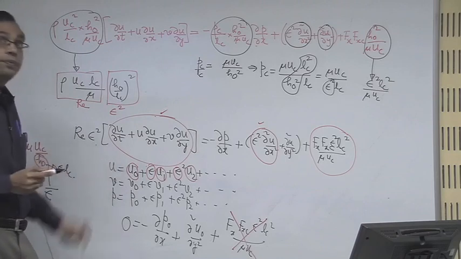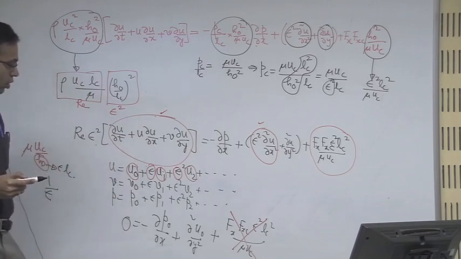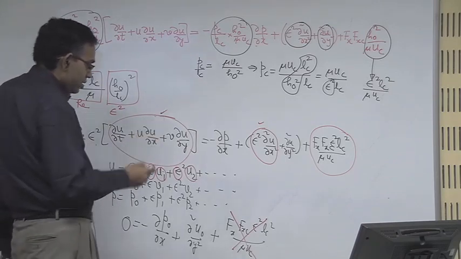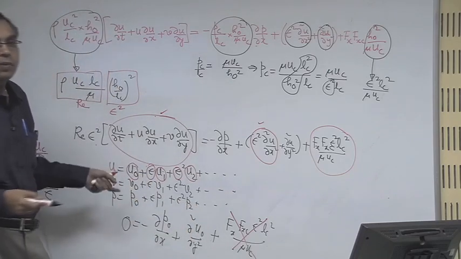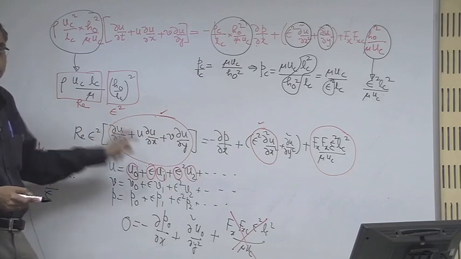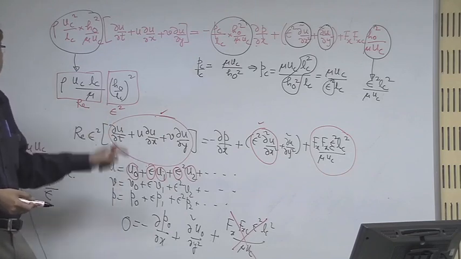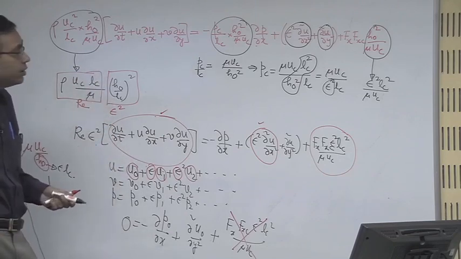So, to sum up the discussion on the x momentum equation, we can see that the x momentum equation boils down to this. We will come to the boundary conditions of this equation later on, but now let us move on to the y momentum equation.